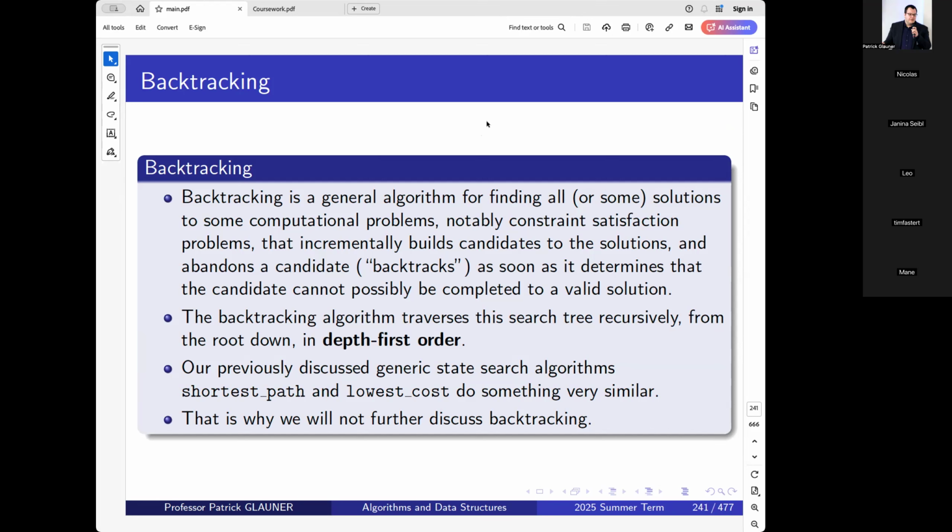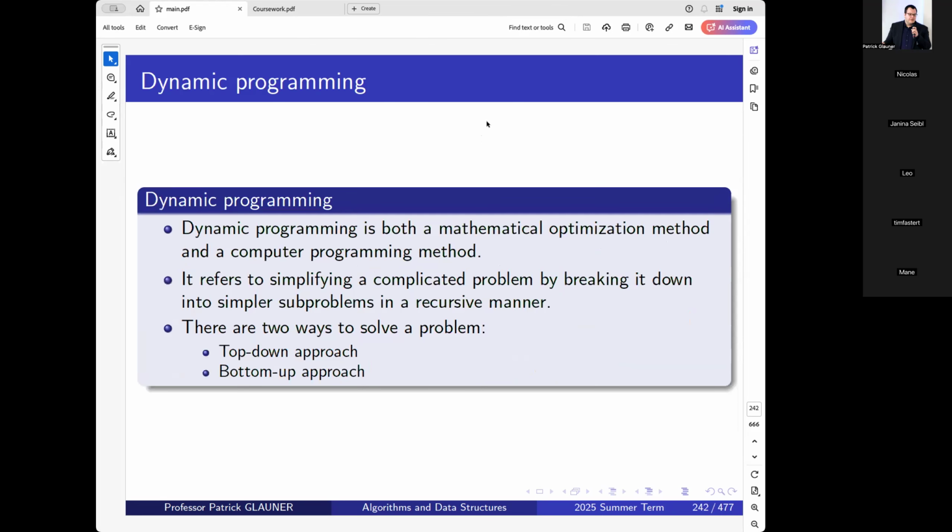But we're not discussing this generic backtracking algorithm now in detail because we have done something quite similar already when we looked at graphs. So small topic, just the terminology. If you hear backtracking, that you know what it means. But we will now look at a different concept that helps us to speed up recursion.